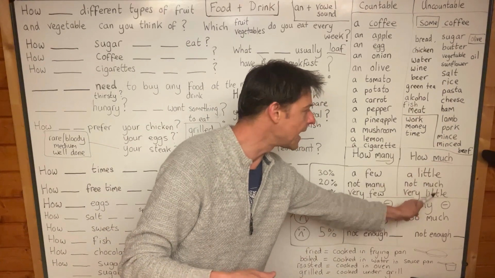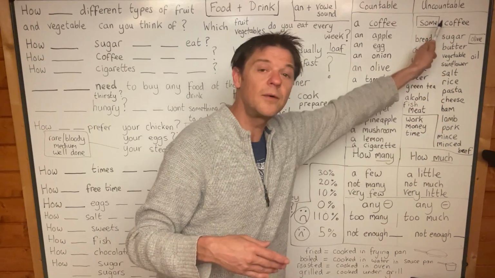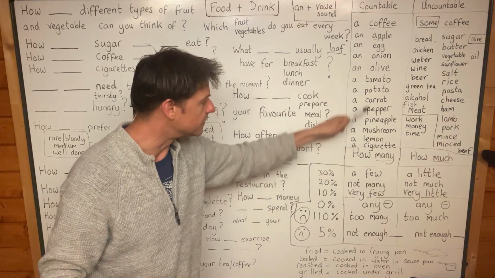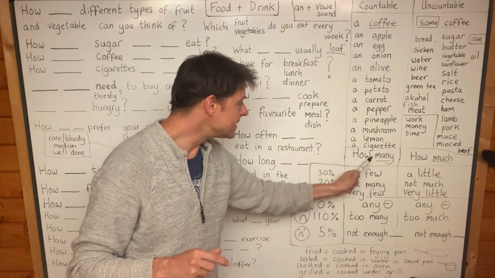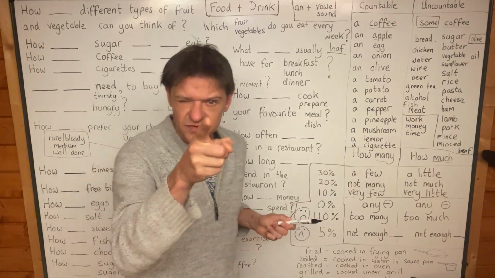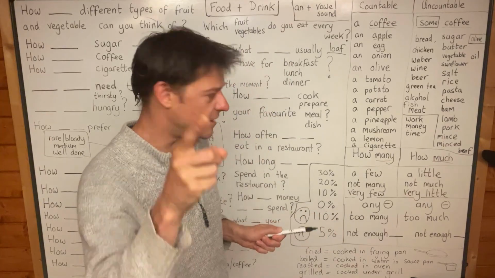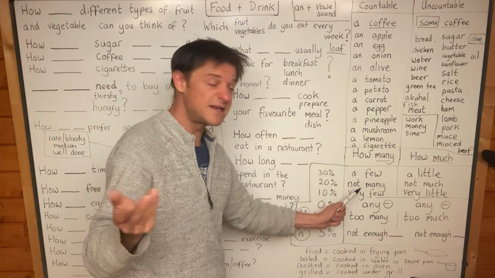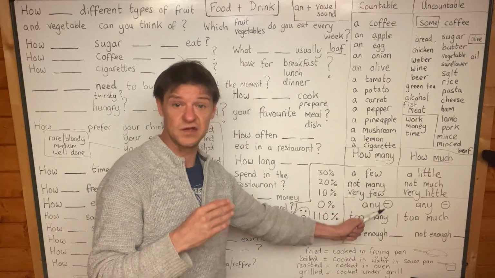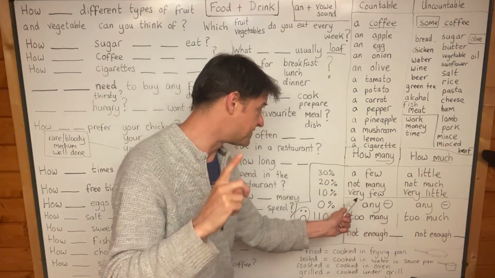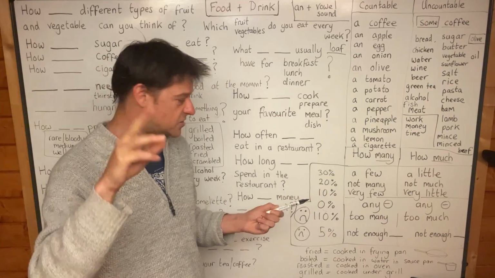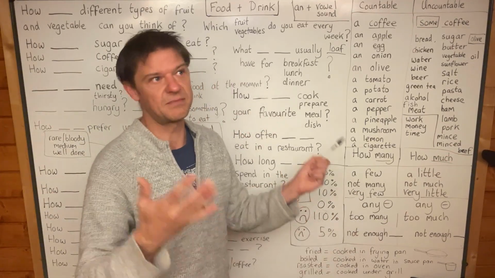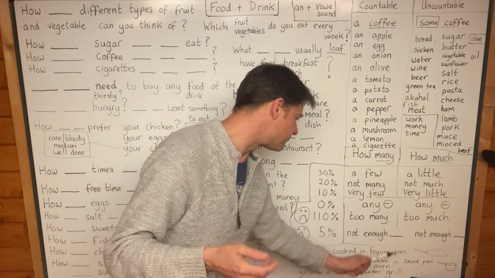But use little and much for uncountable. Use many and few for countable. So how many cigarettes do you smoke? Do you just smoke a few cigarettes every day? Maybe very few, maybe only one every day. Very few cigarettes, maybe one or two every day. Maybe too many cigarettes, maybe 20, maybe 30 every day.